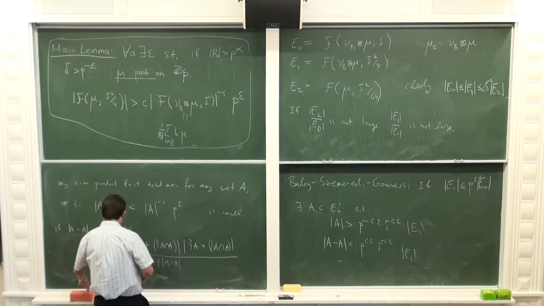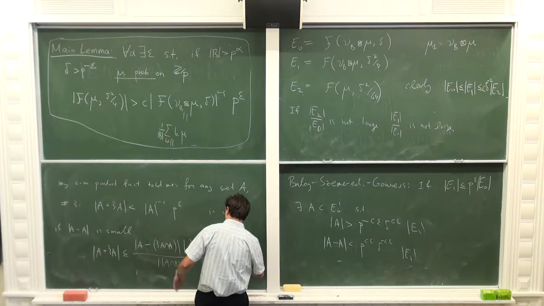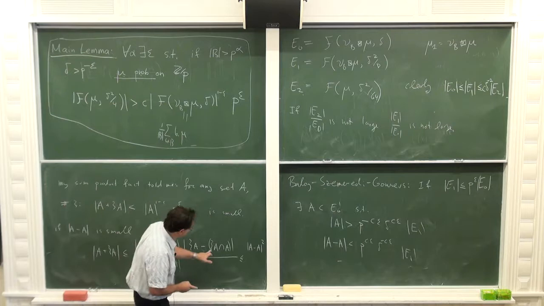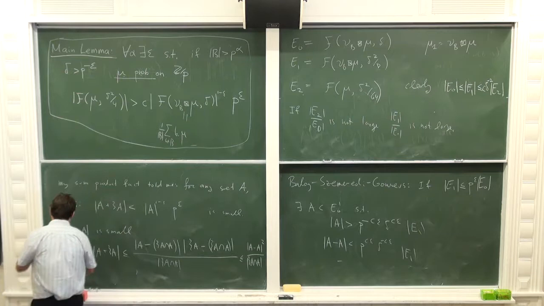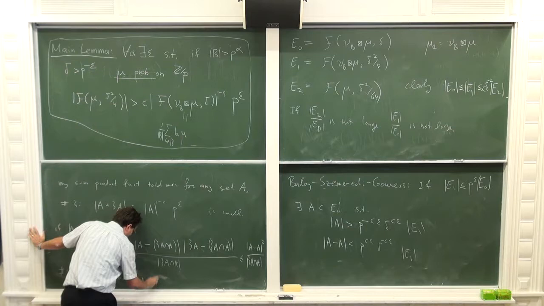Somehow messing up the sign. So this is less than, in each one of these I have intersections, so this is less than A minus A, and this is less than xiA minus xiA, so it's less than A minus A squared over the size of xiA intersection A. So if A minus A is small, I know that the number of xi's such that A intersection xiA is large is small.